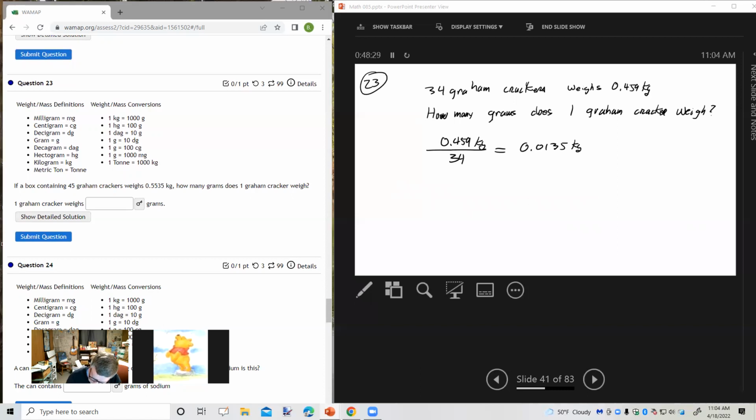Now, let's convert kilograms to grams. 0.0135 kilograms to grams. 1 kilogram is 1,000 grams. So multiplying by 1,000, we go 3 places to the right, so 13.5 grams. So 1 graham cracker weighs 13.5 grams.